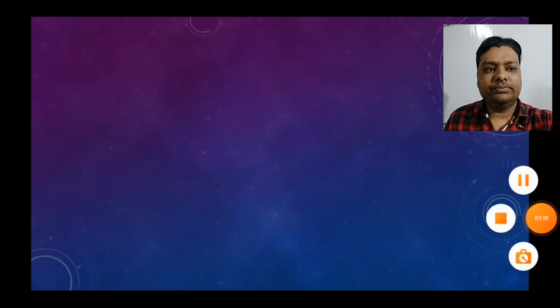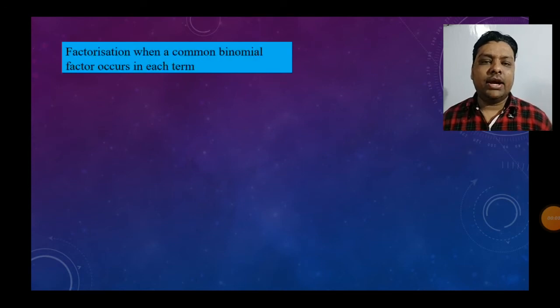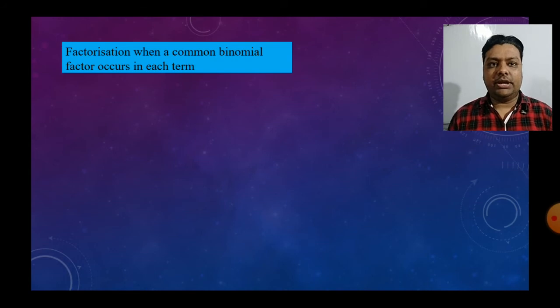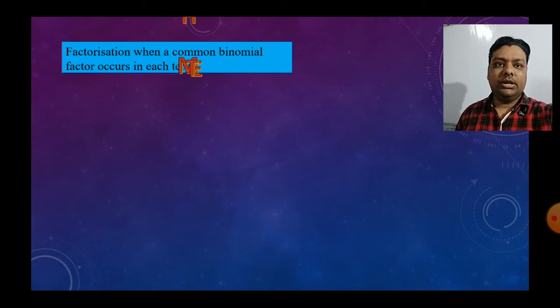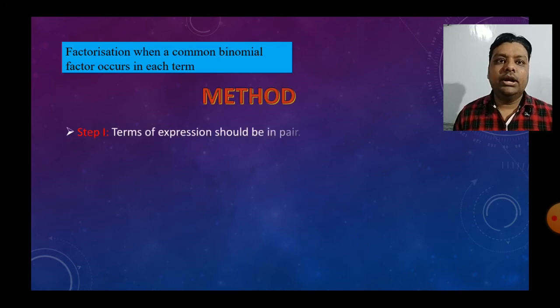Now let's see another topic. So here our next topic is factorization when a common binomial factor occurs in each term. Previously we have seen common monomial, but here a common binomial factor occurs. At first let's see the method. Now step 1, terms of the expression should be in pair. We have to see that all the expressions should be in pair.